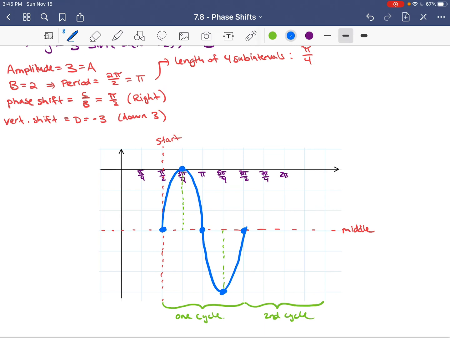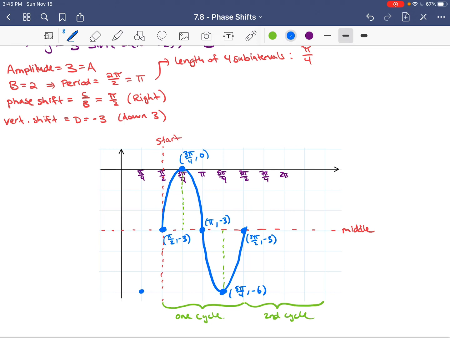It wants us to label 5 points, so here are our 5 points. This is pi by 2 and negative 3, 3 pi by 4 and 0, pi and negative 3. This is 5 pi by 4 and negative 6, and then 3 pi by 2 and negative 3. Okay, so that's our 1 cycle, and then you just continue on.